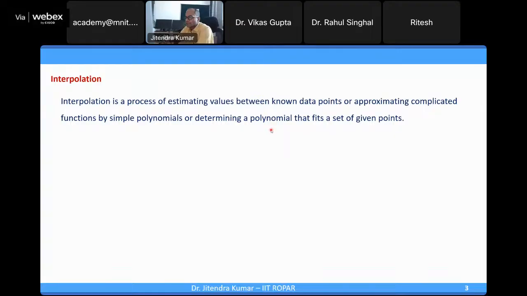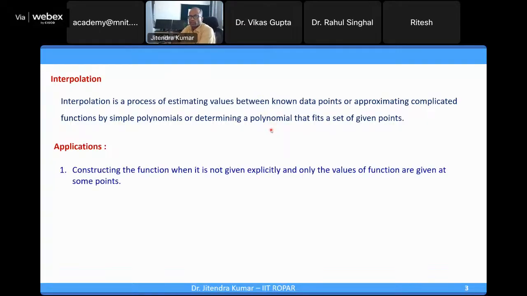Or you want to approximate the roots, you want to see how that complicated function is going. So various properties you can actually approximate once you have this polynomial approximation of a given function. Well, talking about applications, of course, it has a lot of applications.